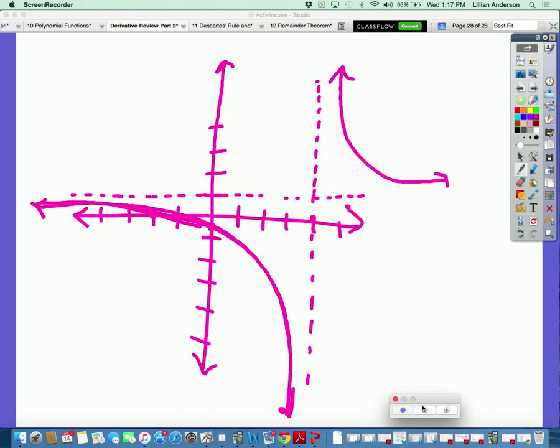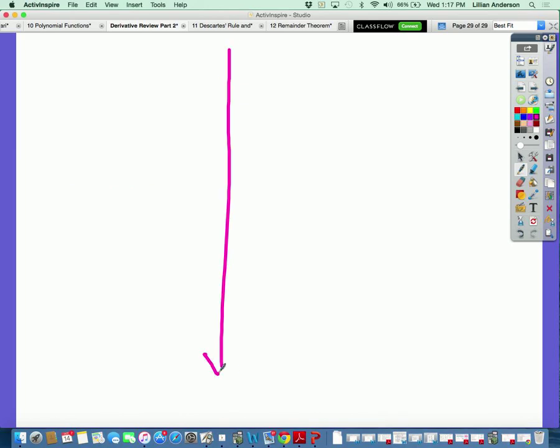Okay? So we're going to look at one real quick. I love these. We're going to look at one real quick before you guys go. We'll do the most basic one.